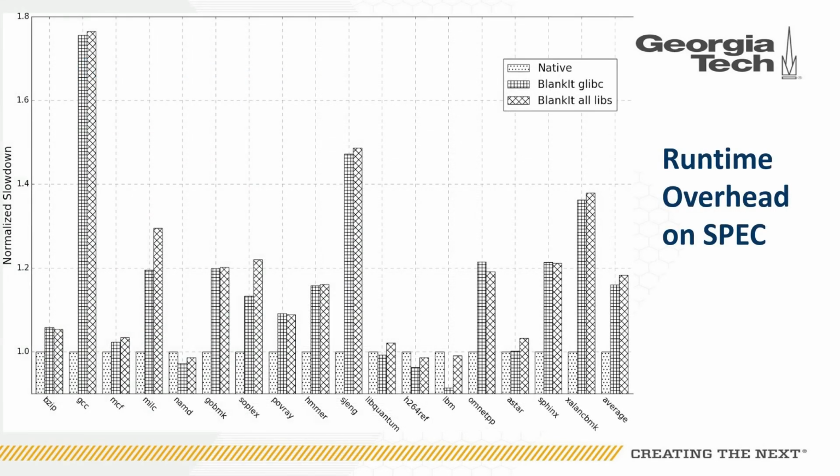This graph gives you an idea of the performance on SPEC. The x-axis shows each of the benchmarks, the y-axis shows normalized slowdown. The 3 bars for each benchmark are the native run, which is the baseline, BlankIt running on only glibc, and BlankIt running on all libraries. In most cases, the middle and rightmost bar are near equal. This is because glibc accounts for most of the overhead we see in SPEC. Again, there's about 18% average slowdown here on that 3rd bar.